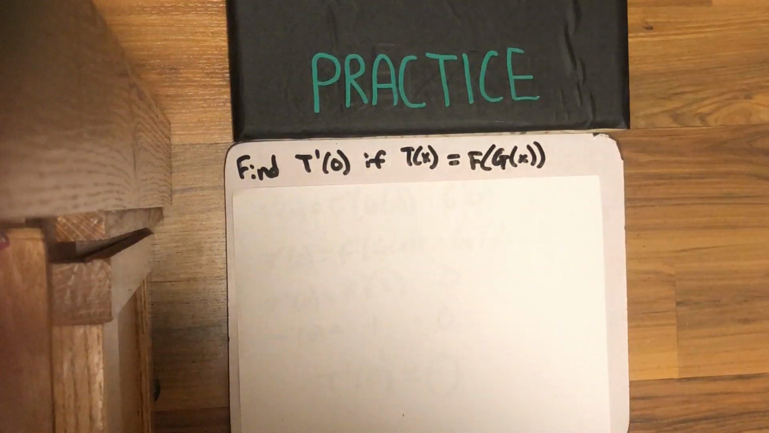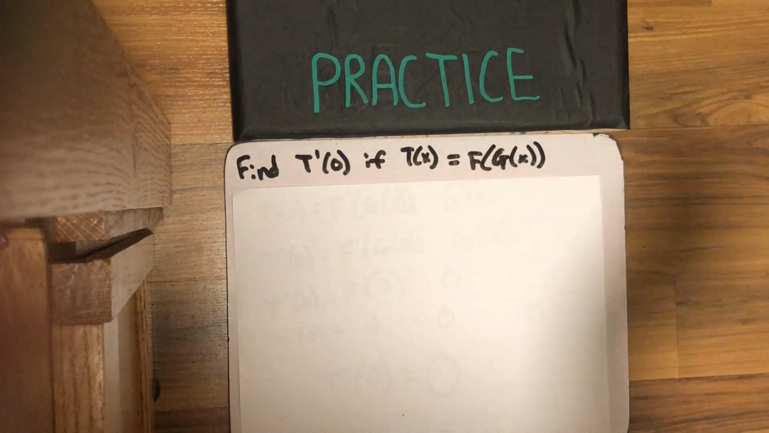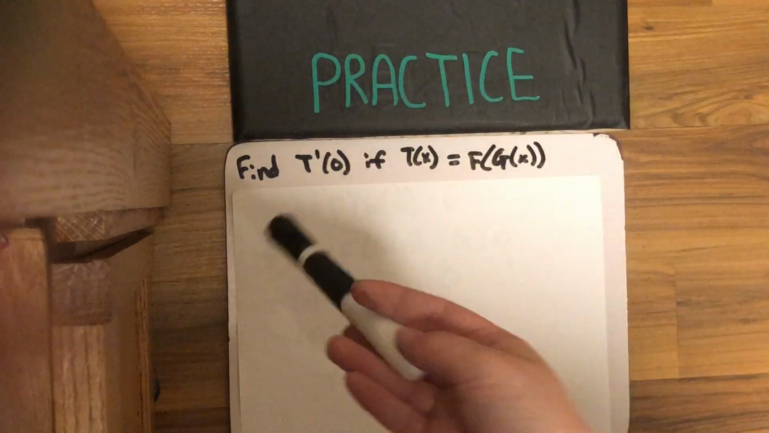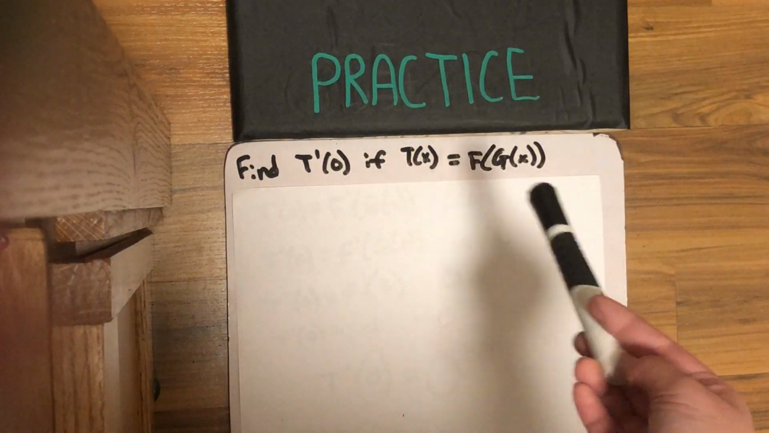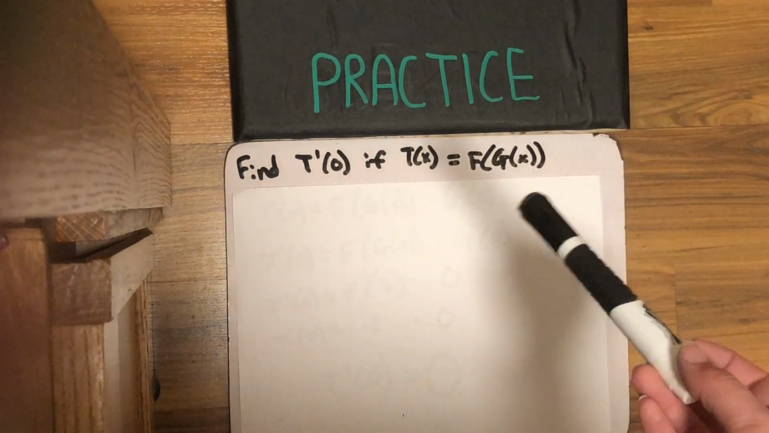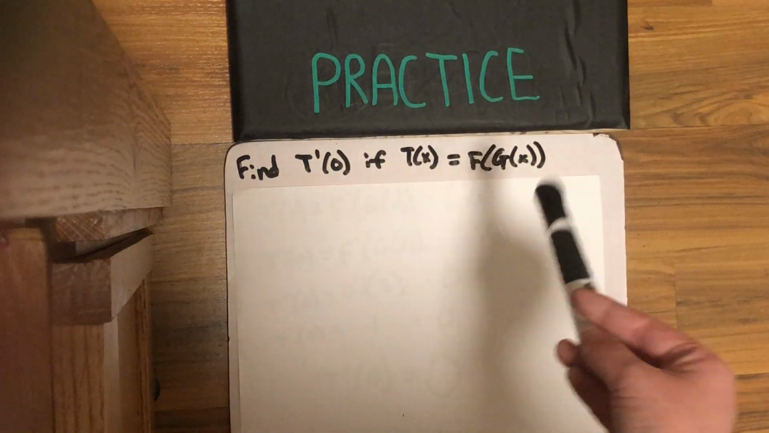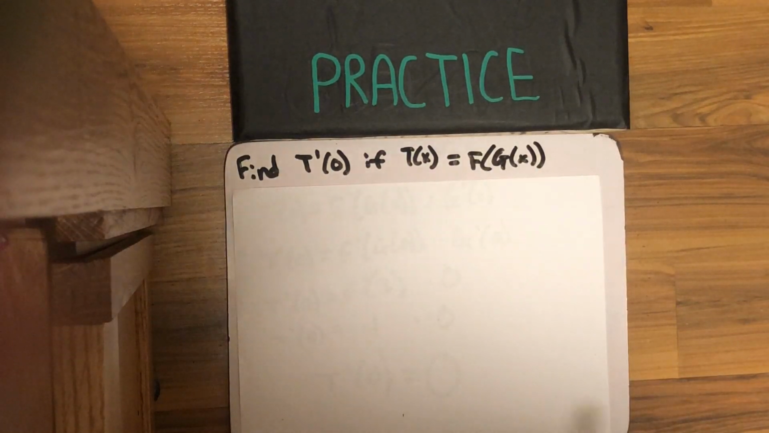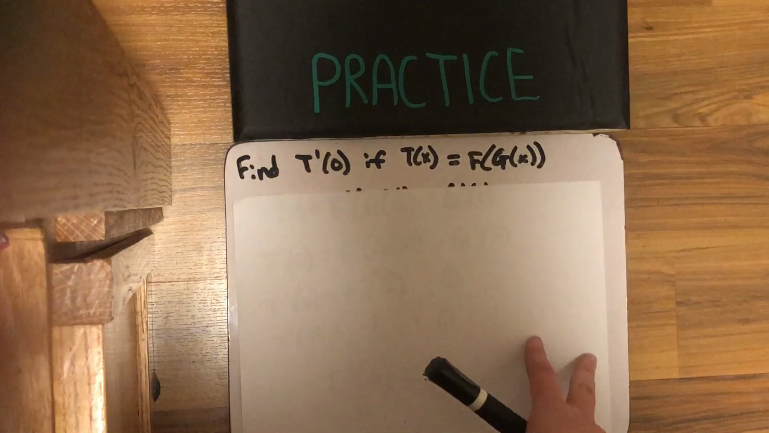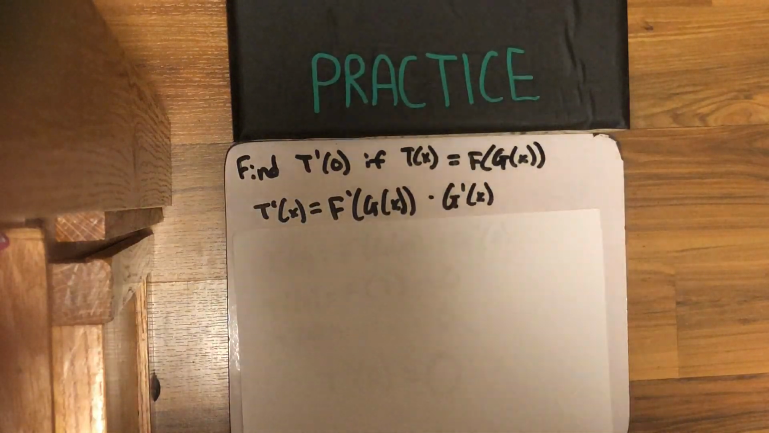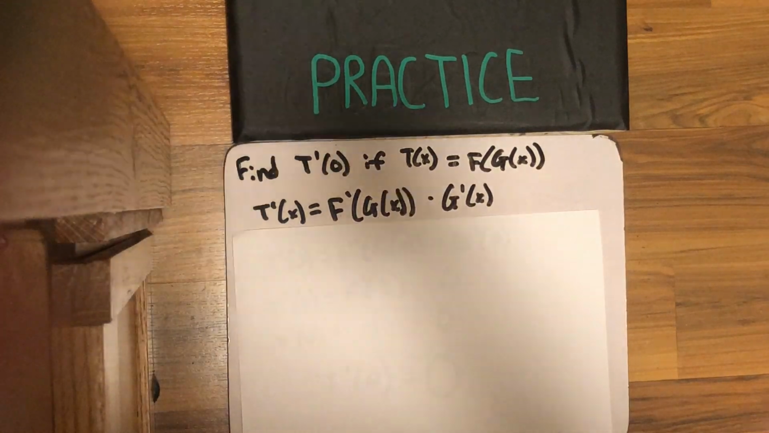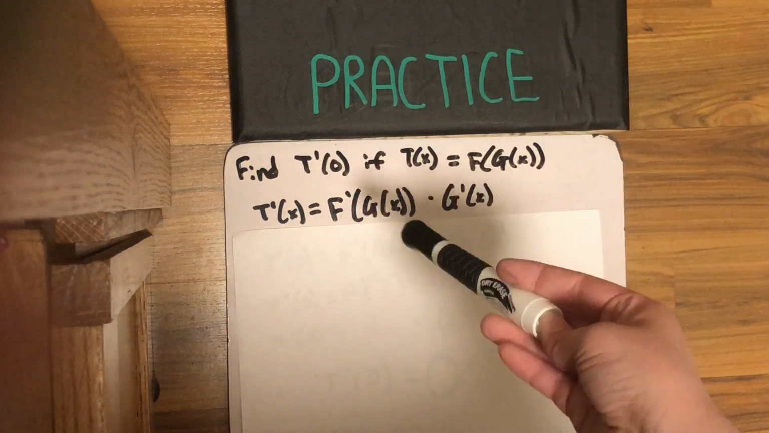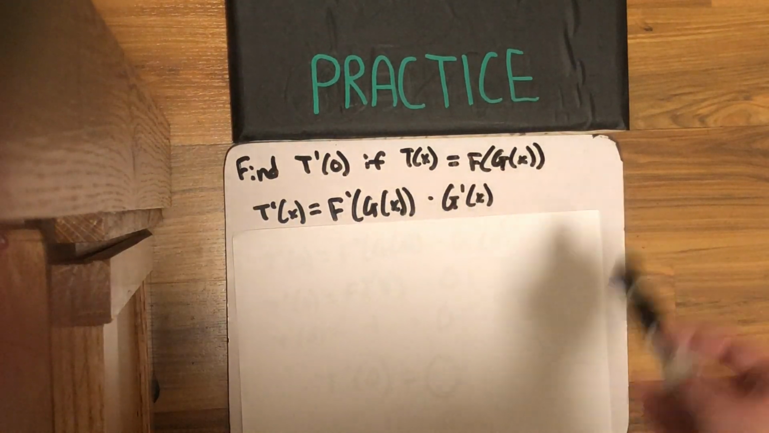So this is the second and final question that we'll be using the values that we wrote down. So find t prime of 0 if t of x equals f of g of x. So seeing that we have a function of another function, we're going to be using chain rule. So look back in your notes for the chain rule formula. Here I wrote it out in the format that we will be using. So t prime of x equals f prime of g of x times g prime of x.